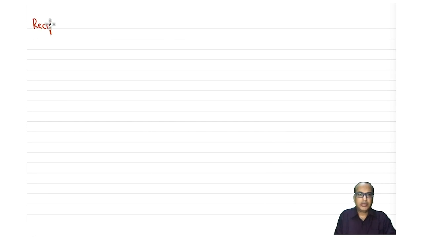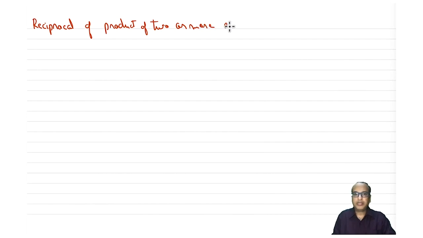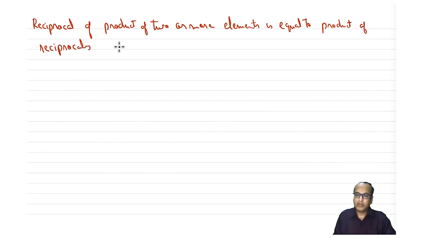So as it turns out, the reciprocal of the product of two or more elements is equal to the product of reciprocals in reverse order. So what do I mean by that?